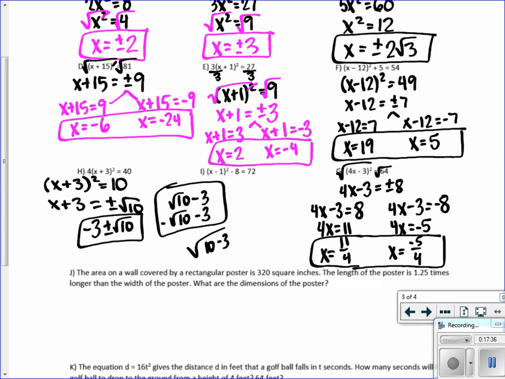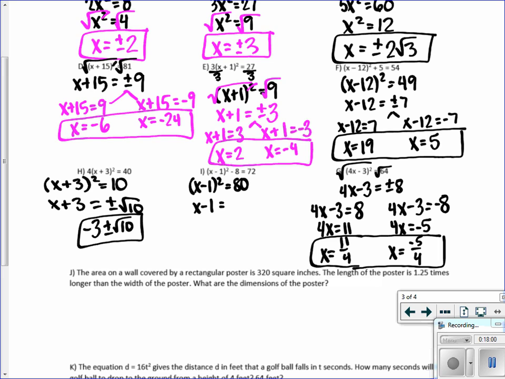The next one is similar, so we can practice all that again. So if we look at I, we want to solve for that x, so what's our first step going to be? Add 8. So x minus 1 squared equals 80. Then take the square root.